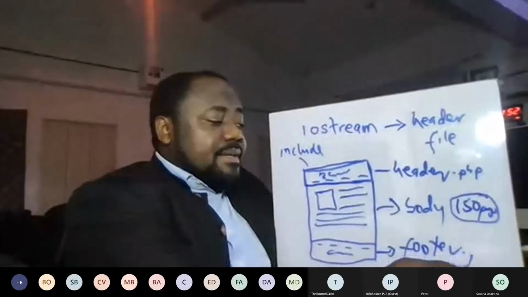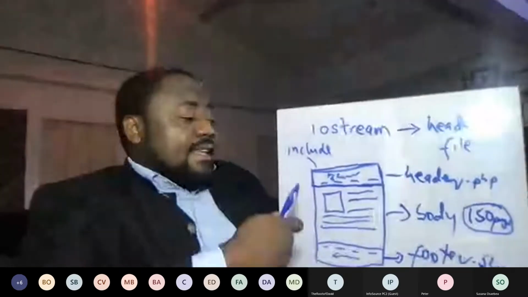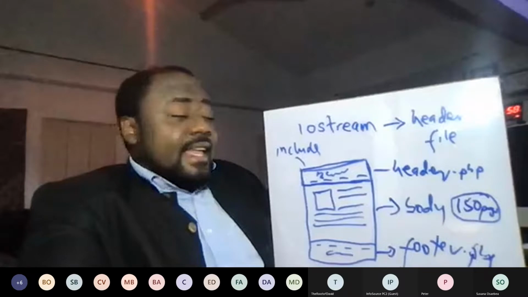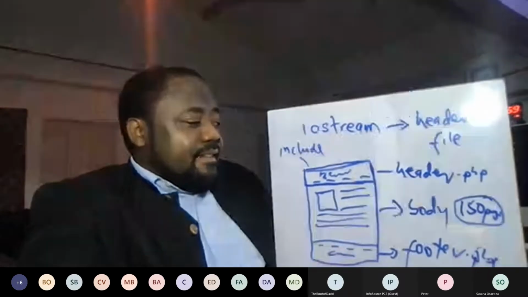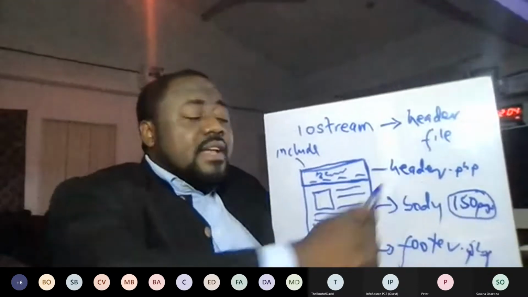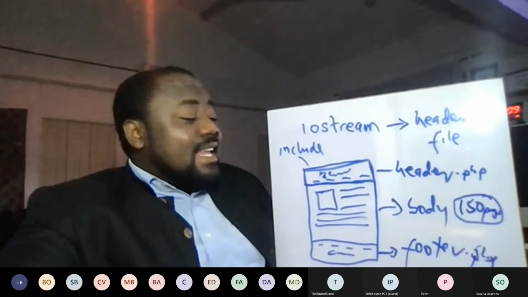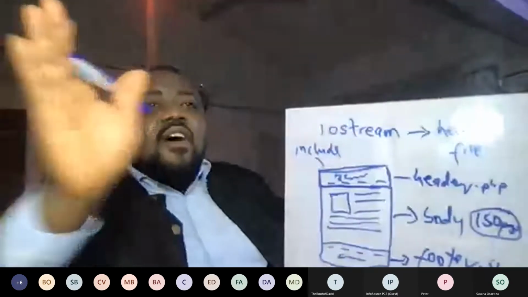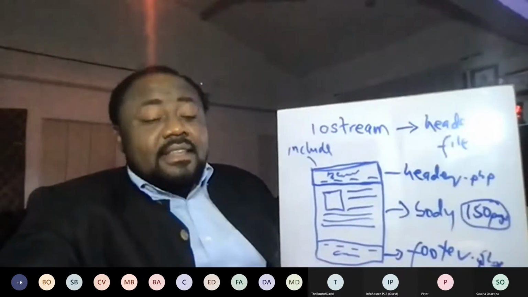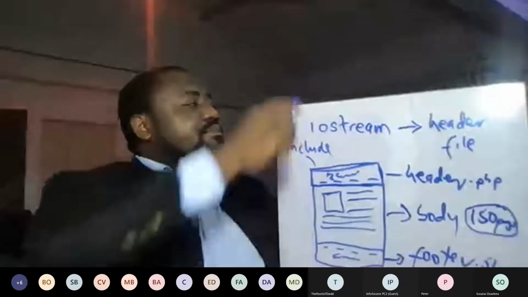We have footer.php and we do include for footer. This helps a lot because if there has to be a change in any of the links, all you have to do is open header.php and edit once. As soon as you are done editing, it updates in all 150 pages. And I think that is the best way to create your website.